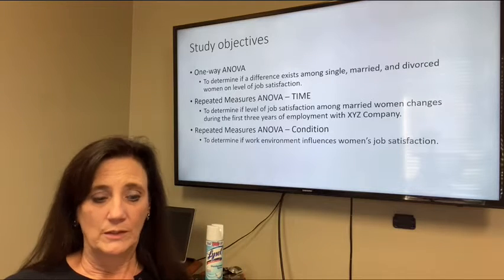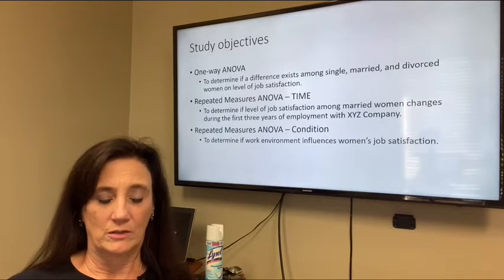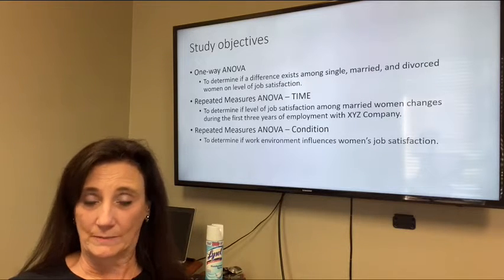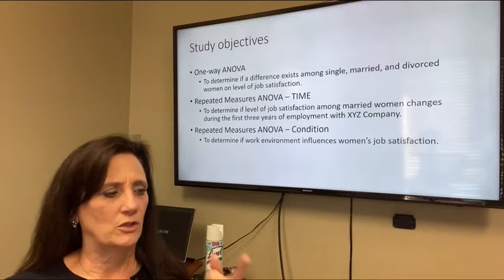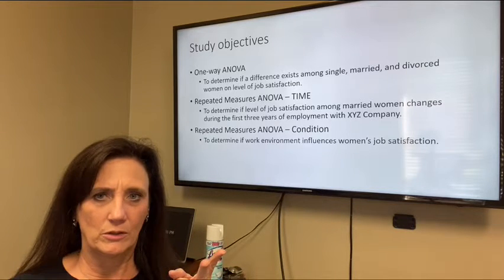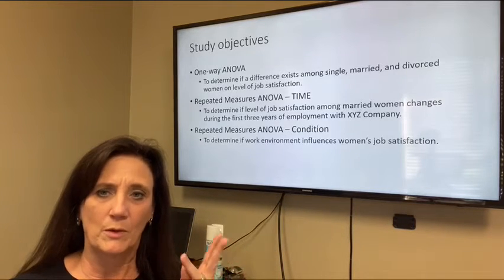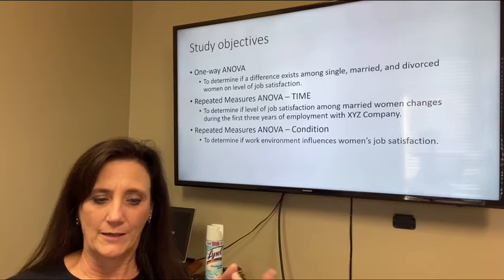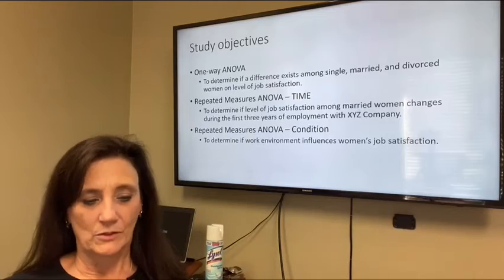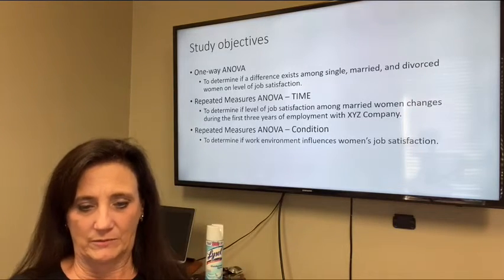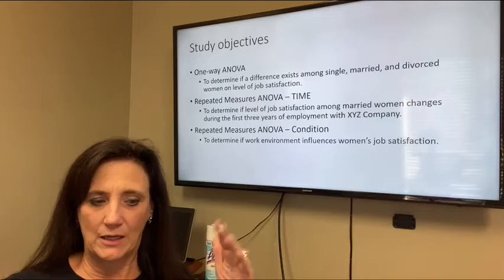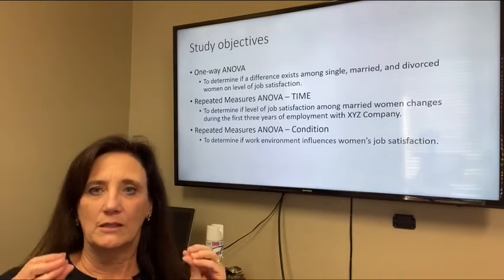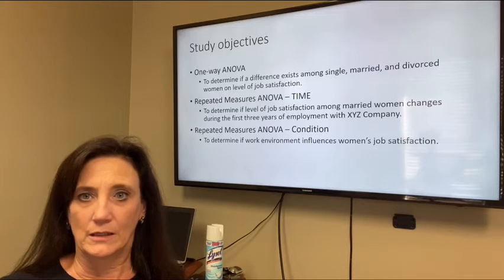And then the third one is about condition, to determine if work environment influences women's job satisfaction. So if you think about those three conditions, working alone, working in groups, or working in both in groups and alone, those are work environment influences, right? So that's the point of that objective. Again, if you need to, stop the video, compare the objective to the picture, and see if you can get that set in your mind, how those three all align.